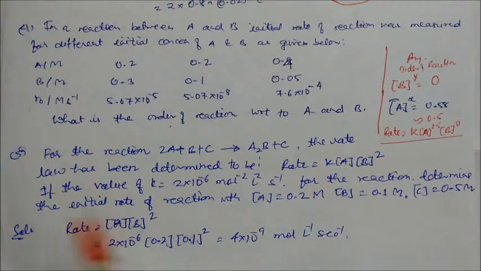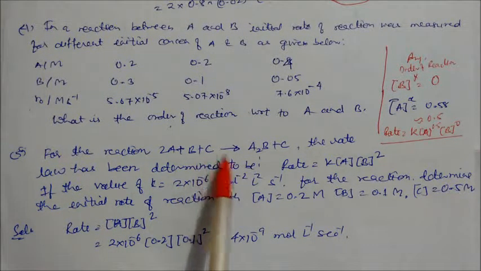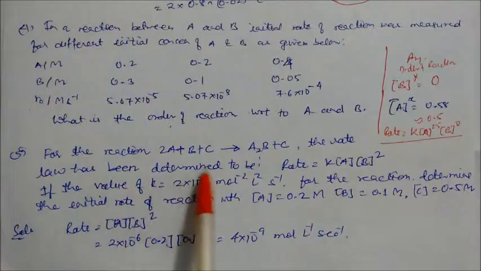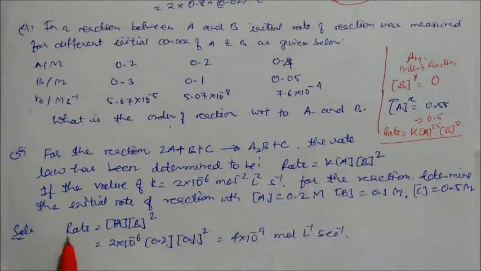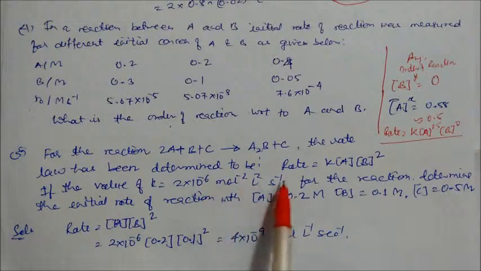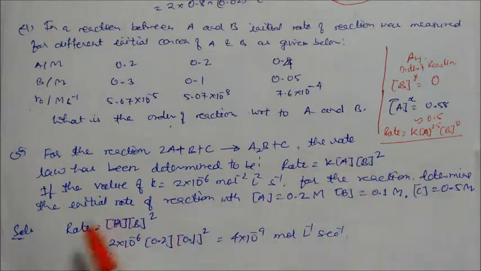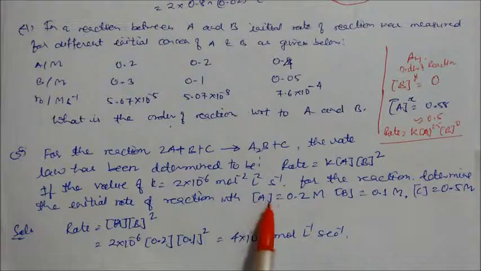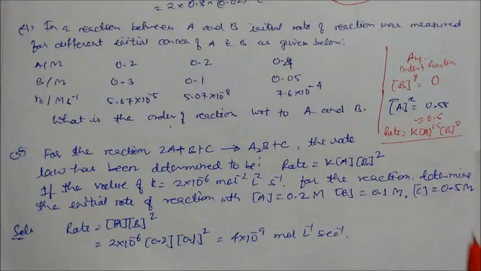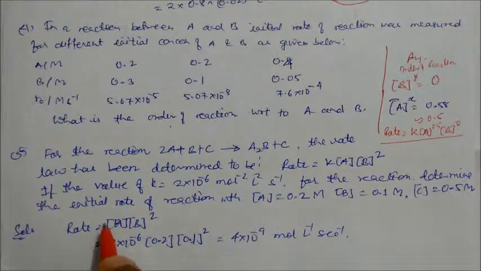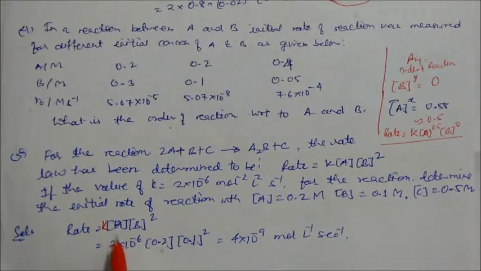Similarly, for the reaction 2A plus B plus C giving product, the rate law has been determined to be k[A][B]^2. If the value of k is this much per second, determine the initial rate of reaction with A equal to 0.2 molarity, B equal to 0.1 molarity, and C equal to 0.5 molarity. C is absent from the rate law, so write A B square. This is the k value given, so the rate will be k, with A as 0.2 and B as 0.1 squared.